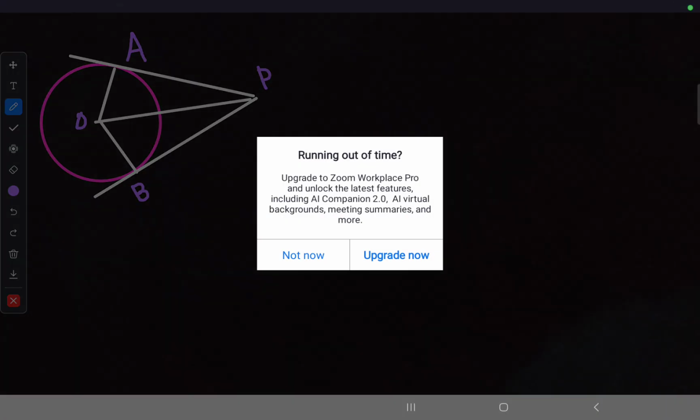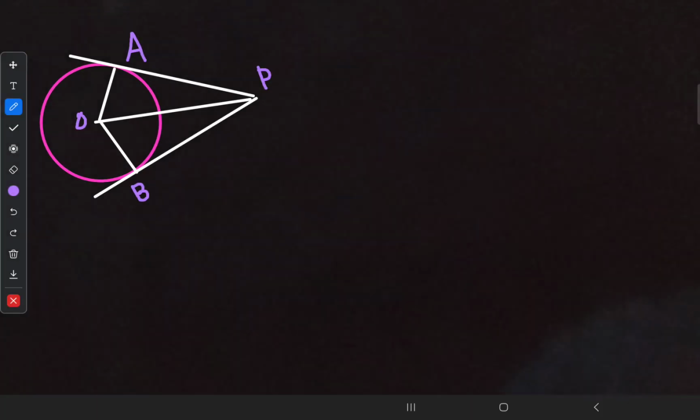Consider the theorem now. We are going to prove the theorem to indicate that the tangent and the radius at the point of contact are perpendicular to each other. That's the theorem we are going to derive here.